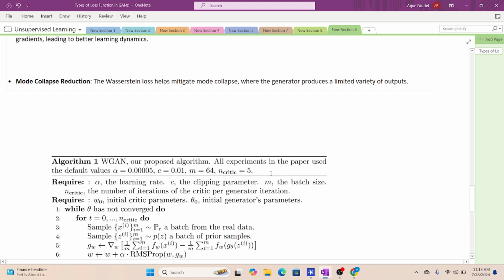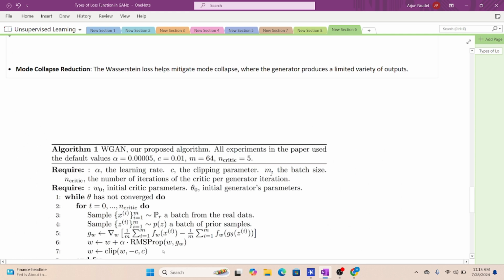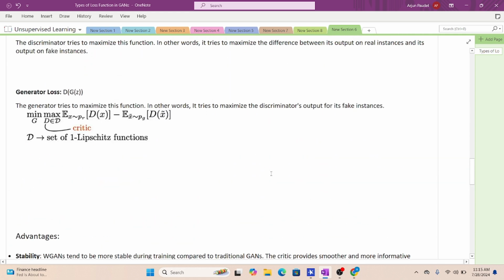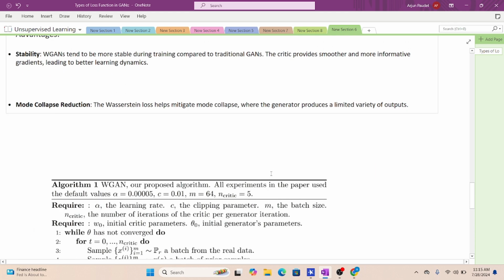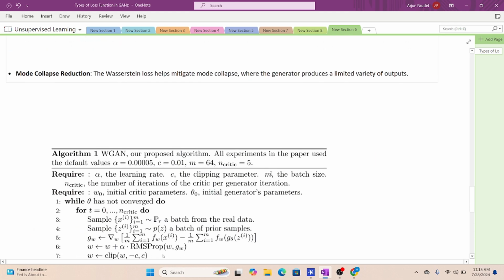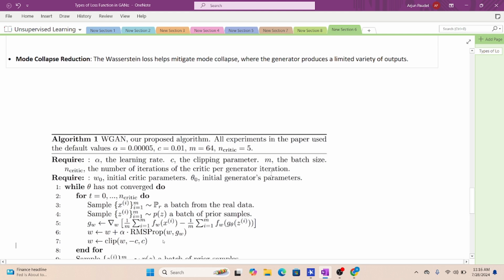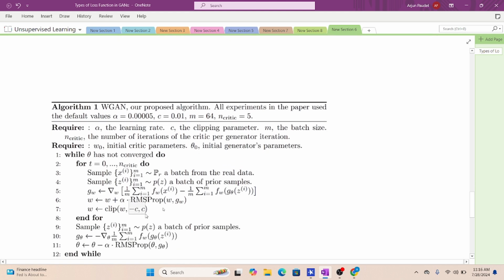We are enforcing this Lipschitz continuity on the discriminator function by clipping the weights of the discriminator or critic. We are just bounding the weights of the discriminator between 0.001 and minus 0.001, so that it enforces the Lipschitz continuity. So here is the algorithm. This is WGAN without gradient penalty. It uses the clipping method, with this value of 0.001. This is the clipping method.